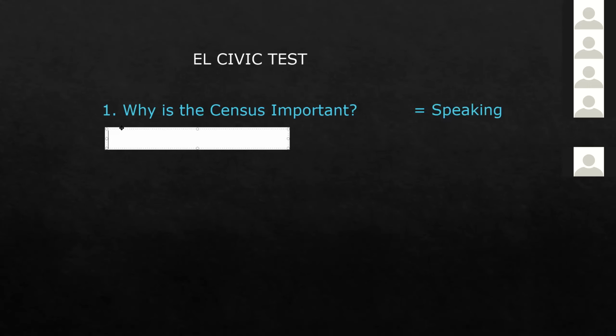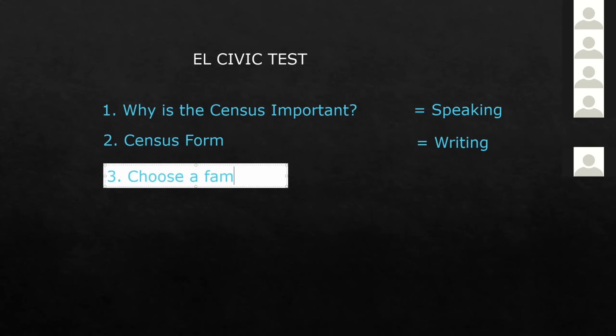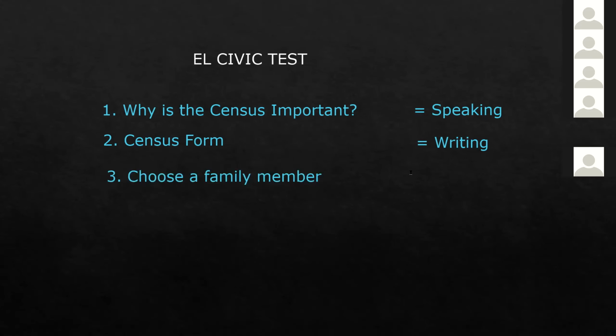Number 2, census form. This is going to be reading and writing. And 3, choose a family member. It's going to be speaking.